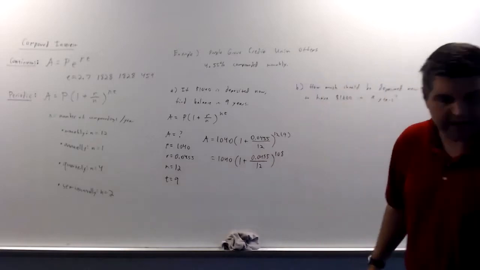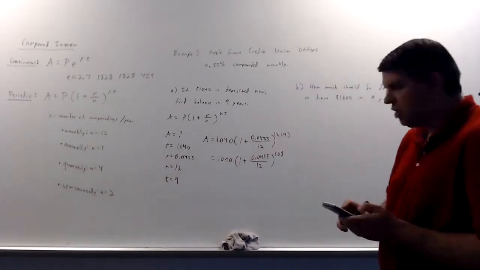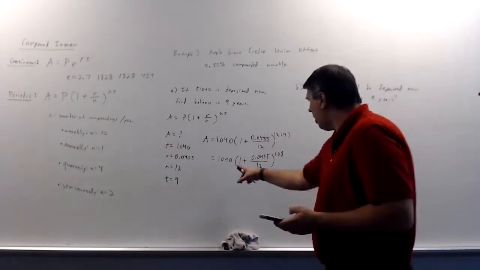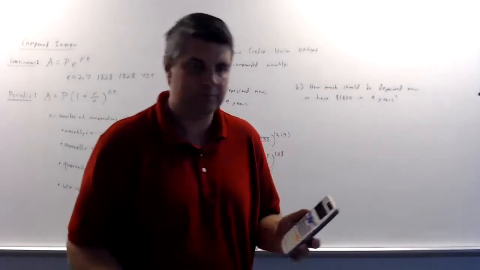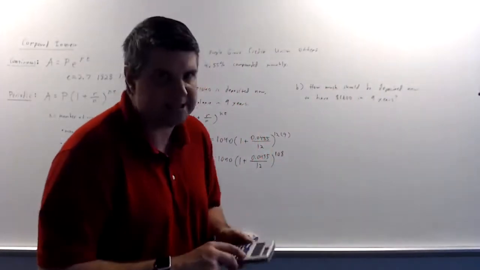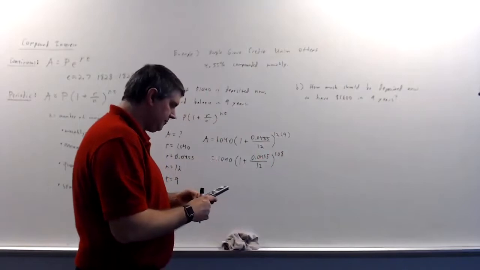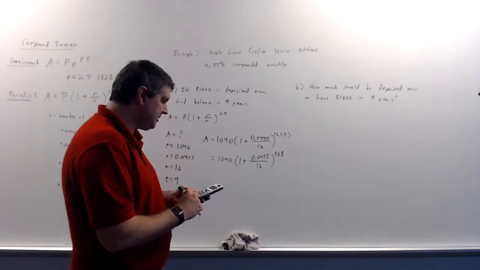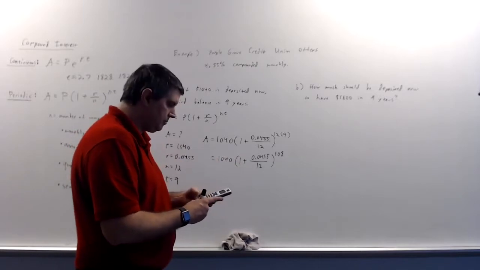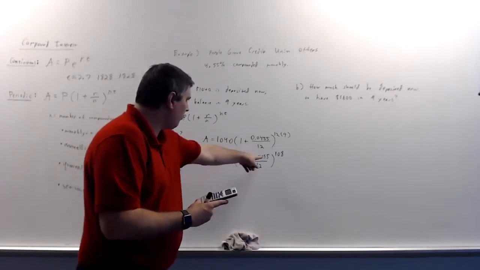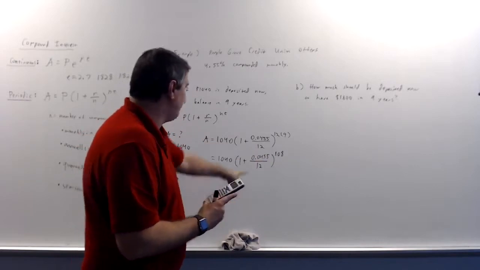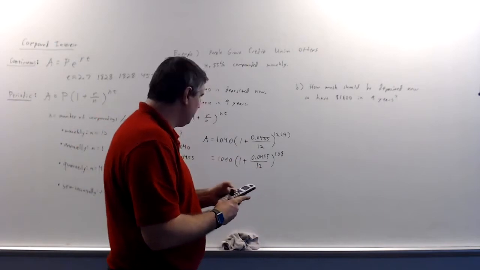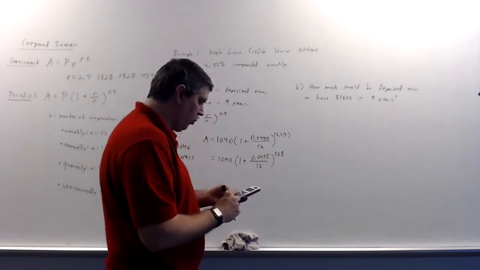Okay, now most calculators, this isn't going to be a problem. You just type in the 1,040 times, open a parenthesis. I'm going to say that again. 1,040 times, open a parenthesis, 1 plus 0.0455 divided by 12. Balance the parenthesis, and then generic exponent button 108.